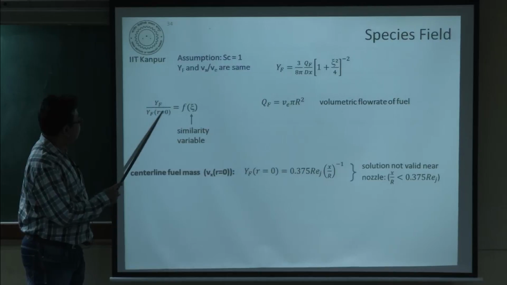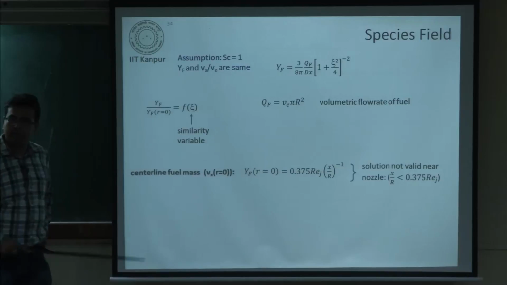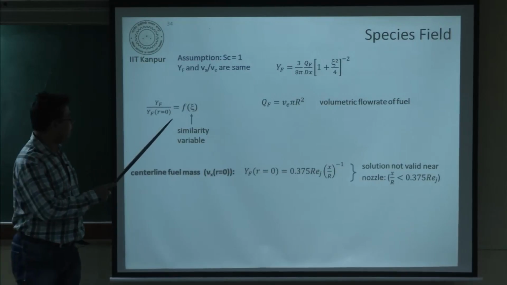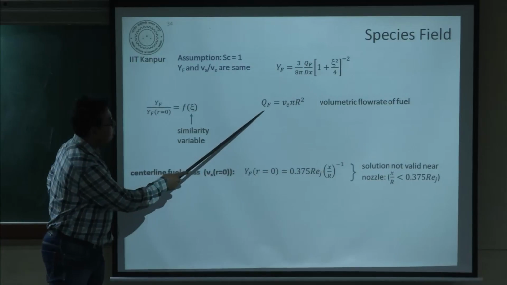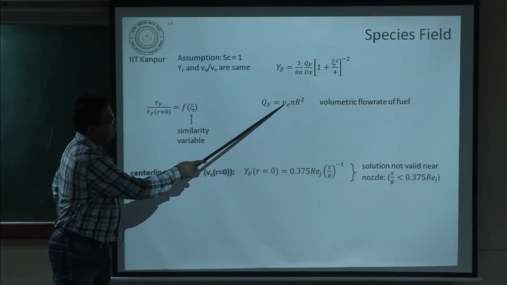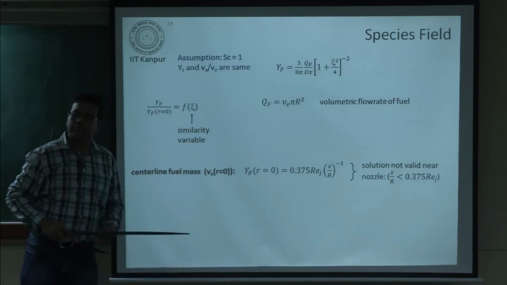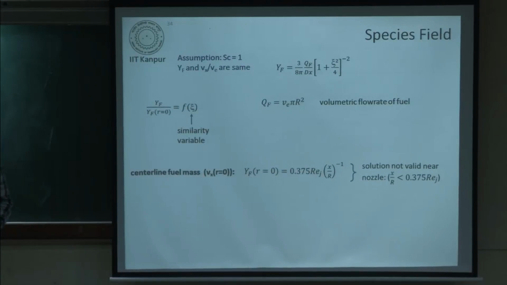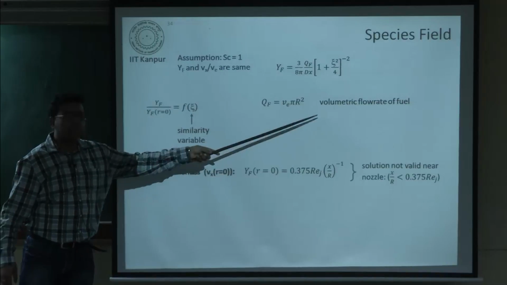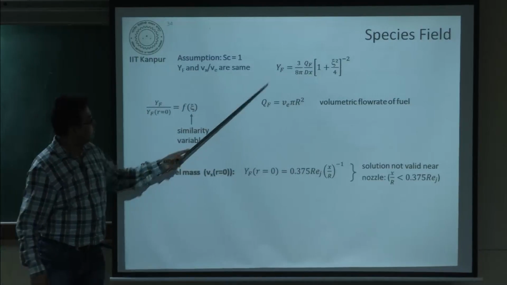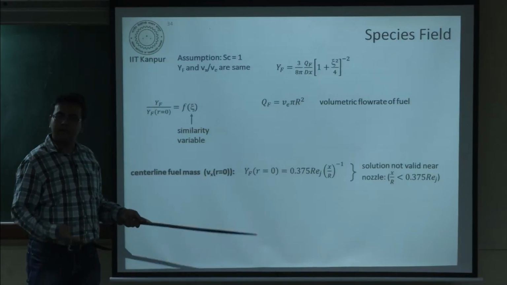What you see is yf divided by yf at r equal to 0, the center line fuel concentration, and that should be a function of the similarity variable. And this is your volumetric flow rate of fuel. So, V times pi r square is the flow rate of the jet, and if your jet is pure fuel, then Yf is unity. So, qf is the volumetric flow rate of fuel. Here you have this expression of qf that you already know, that whatever fuel mass is coming out, you already know that.